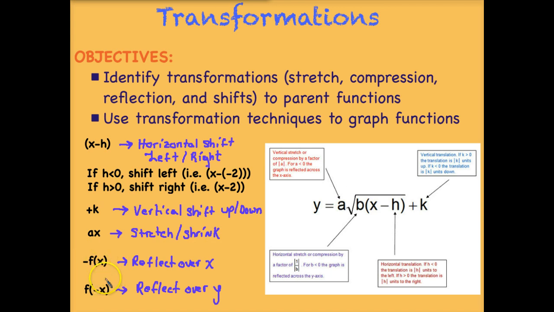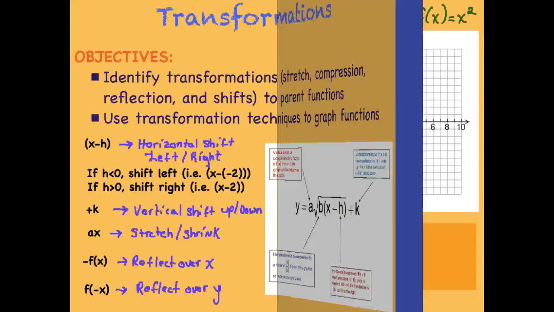Our final two are reflections. Anytime you see a negative, remember those are reflections. If we have a negative out front, just like when we did our evaluations of functions, that means we have a negative y value. In other words, we're reflecting over the x. If we have a negative in with the x, we have a negative x value, so we'd be reflecting over the y.